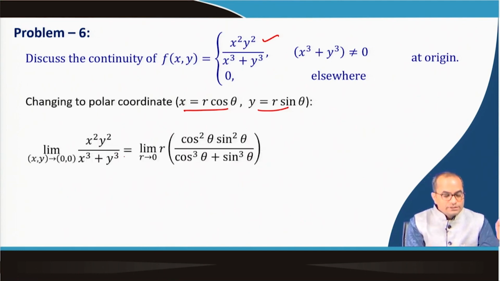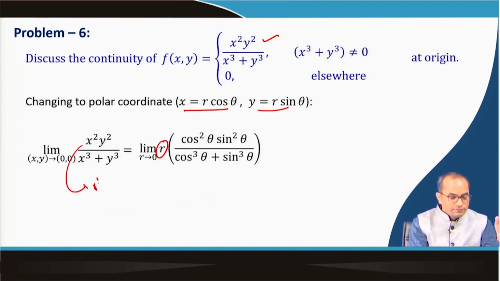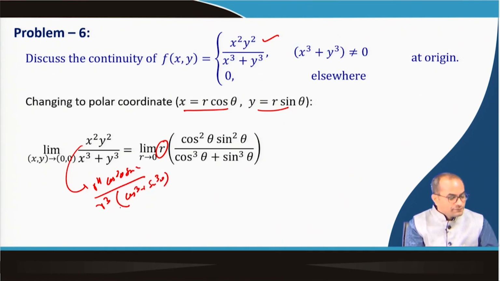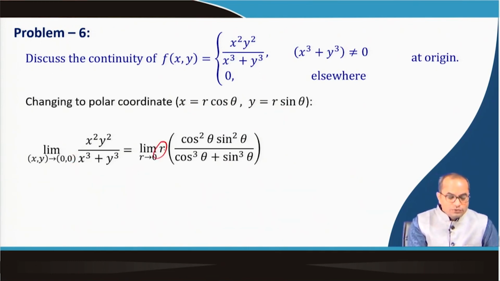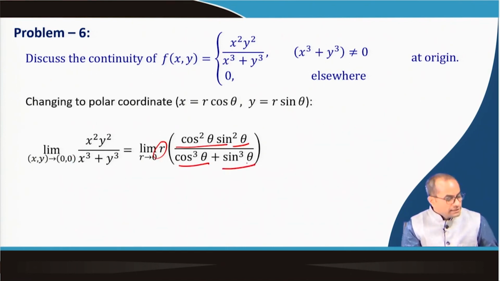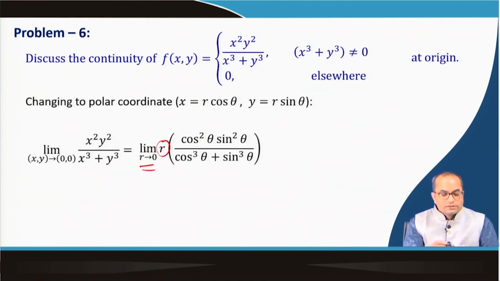So, after substituting this we get r to the power 4 and then cos square theta sin square theta, and in the denominator we get r cube and cos cube theta plus sin cube theta. Now, the question is whether we can get this limit independent of theta.